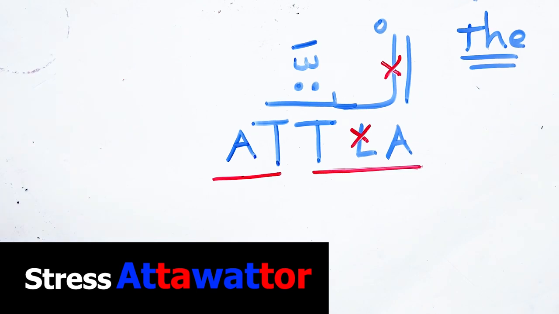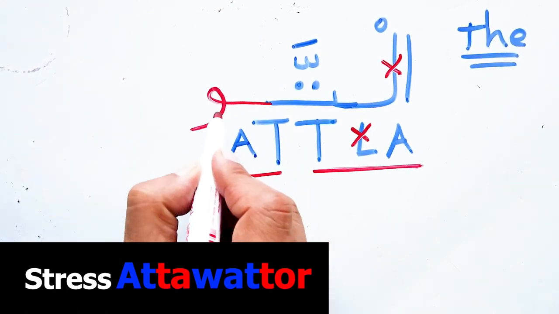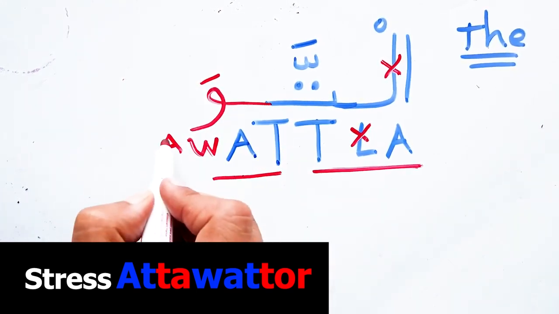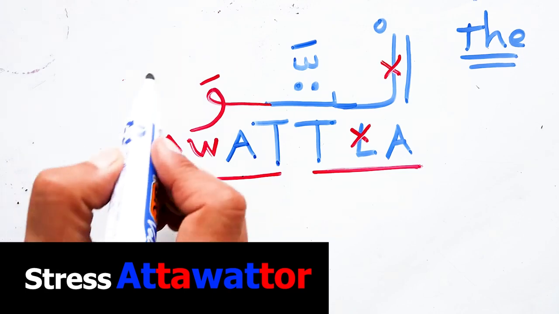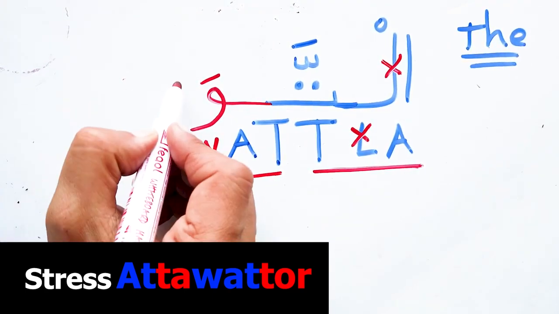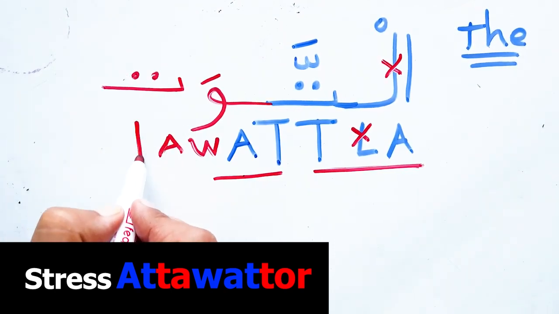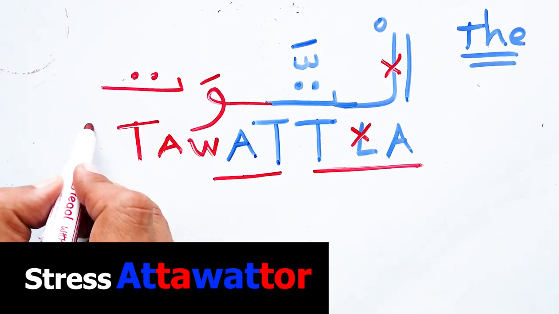So I say at-ta wa. I have the sound of w. So this one sounds like w. But I say wa. I have the sound of a. At-ta-wat. I have another ta here. Sounds like t. But pay attention what I say. At-ta-wat-tu. I pronounce the t 2 times.